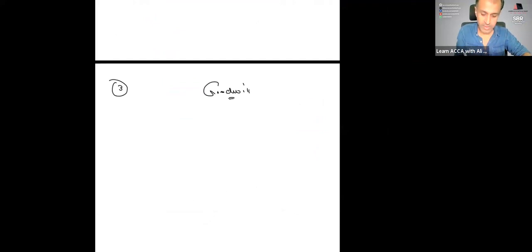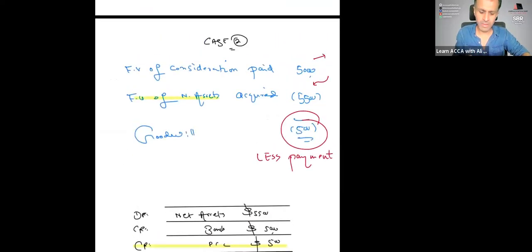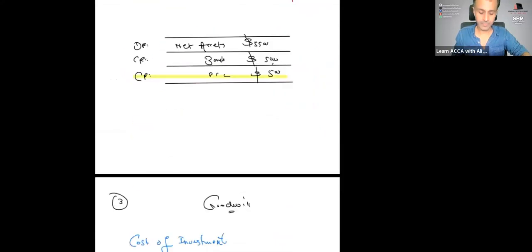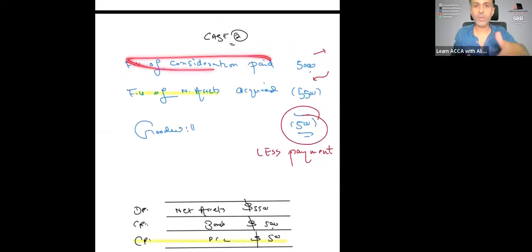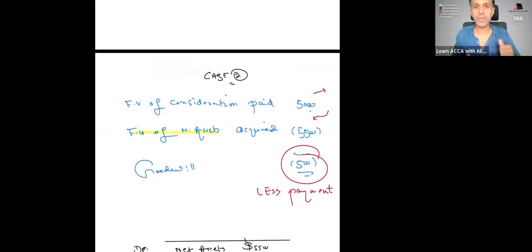So the goodwill will take the same 3 steps. I can call it the cost of investment. The fair value of the consideration paid can even be called the cost of investment. Topping this up with the fair value of net assets acquired. That's a pro forma you people have seen, haven't you? I have just changed this to cost of investment; it can even be called cost of acquisition, fair value of consideration paid, cost of investment, cost of acquisition.